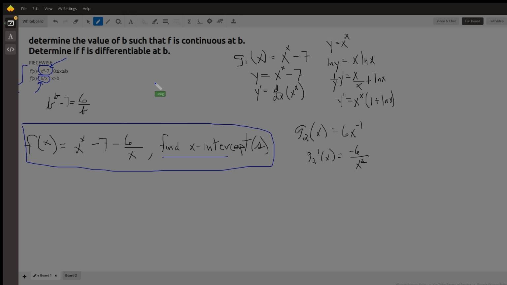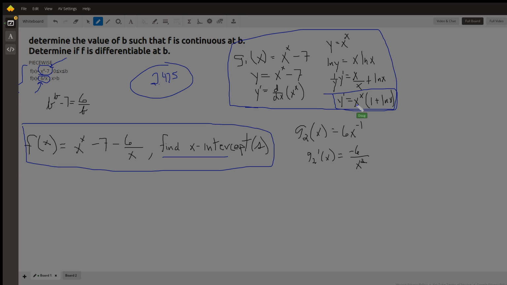On the next page, we'll show that, in fact, there is a value of b that will make this function continuous. And it happens to be about 2.475. If I find the derivative of each piece, here I've shown the work for the first piece. There's the derivative right there.